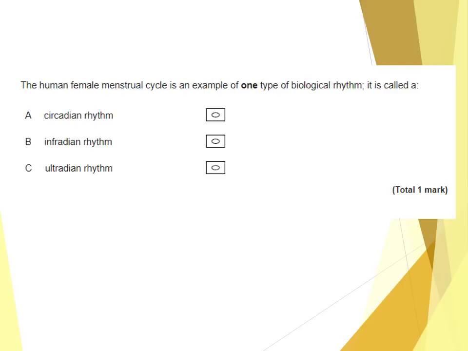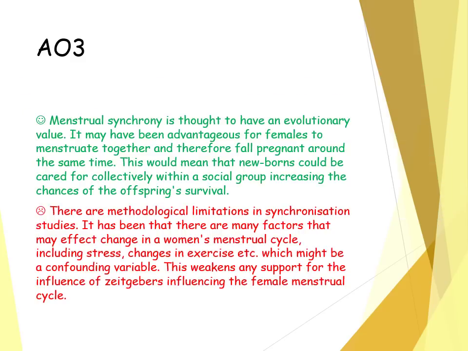So an example of a question: the human female menstrual cycle is an example of one type of biological rhythm. It is called A, circadian rhythm, B, infradian rhythm, or C, ultradian rhythm. So you should identify that that is B, infradian rhythm.